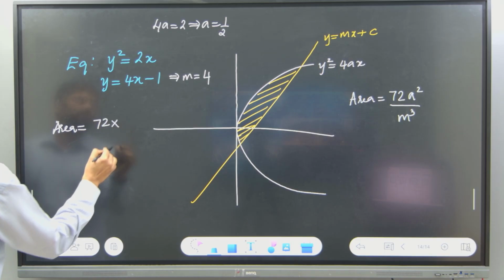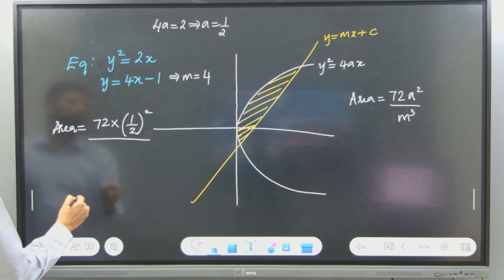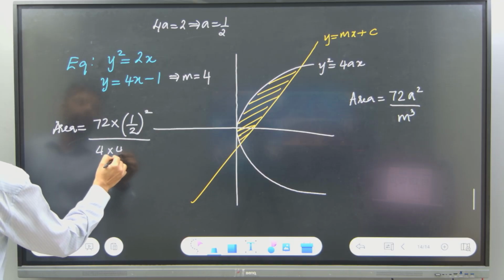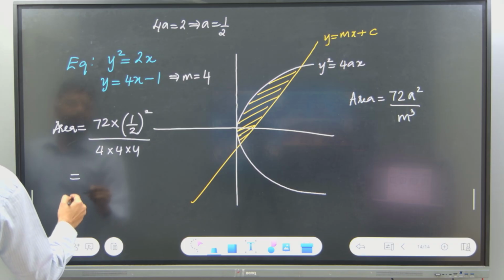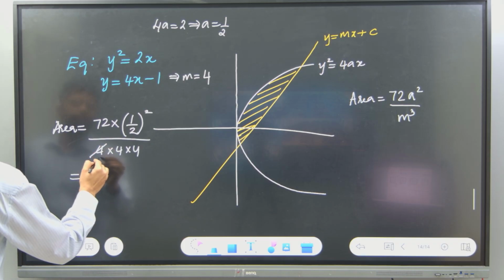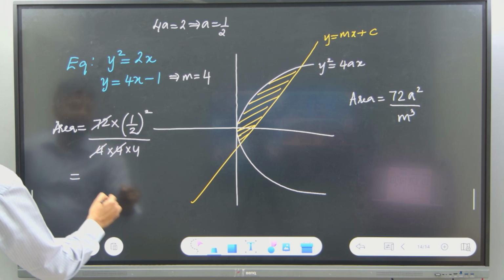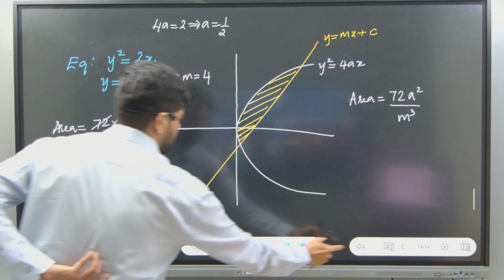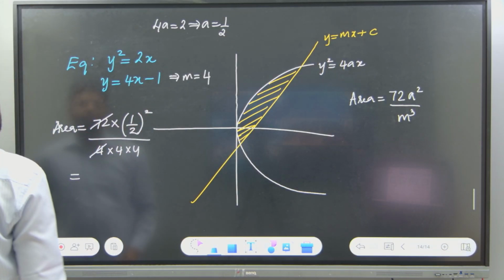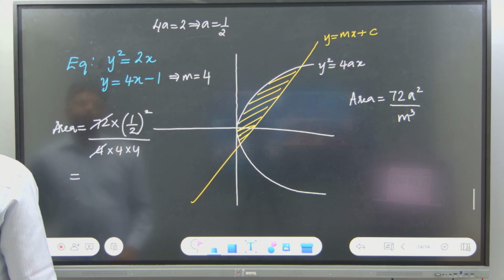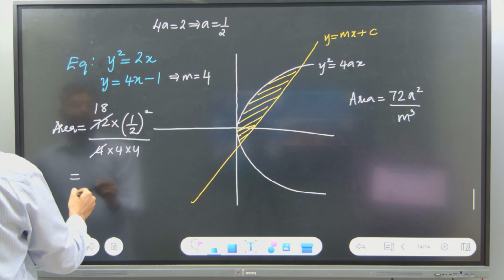72 into a square, 1 by 2 whole square, divided by m cube. 4 into 4 into 4. So how much does it come to? Will 16 go? No, 16 will not go with 72 maybe, right? 4 will go how many times? 18 times, is it? 18 times.